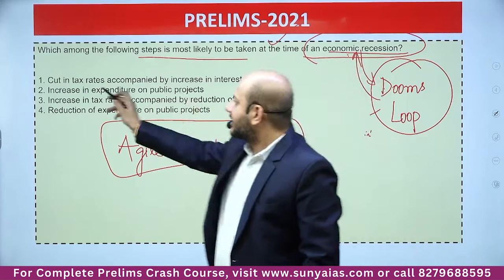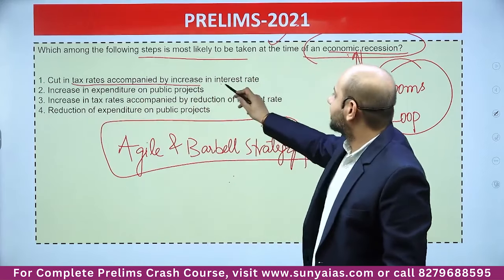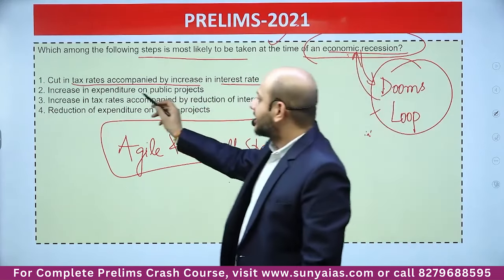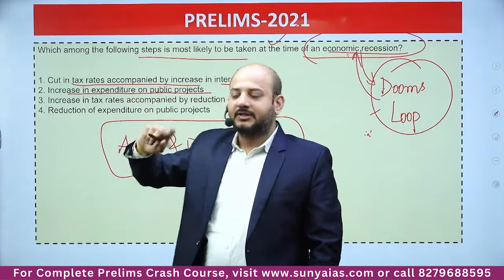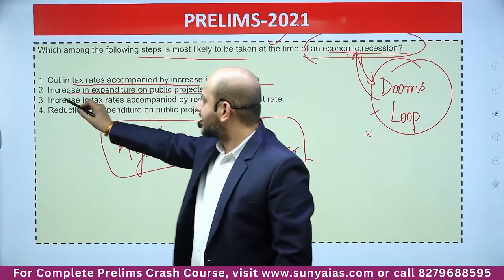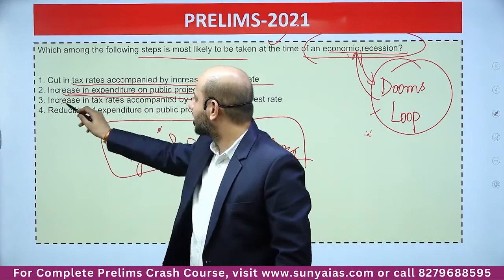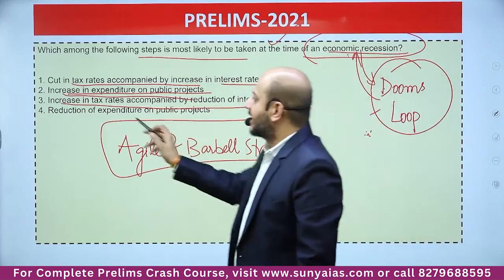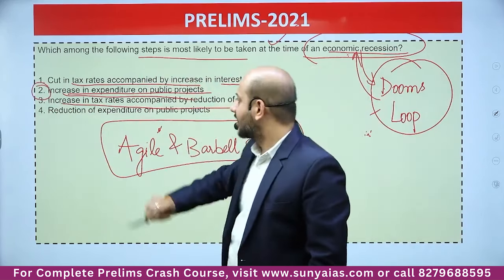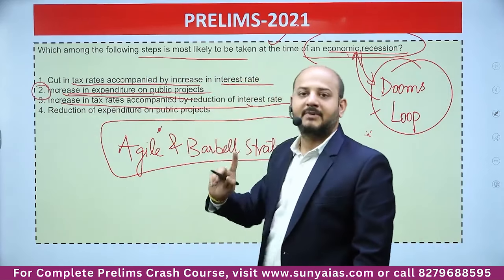Okay, cut in the tax rates accompanied by increase in the interest rate. Okay, increase in expenditure on public projects. Now I'll tell you one more thing, that you can see certain statements like increase in expenditure on public project, increase in the tax rates accompanied by the reduction of interest rate. No, correct answer is B, increase in the expenditure on public projects.